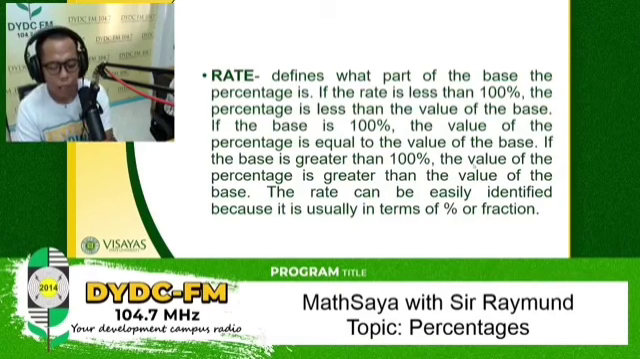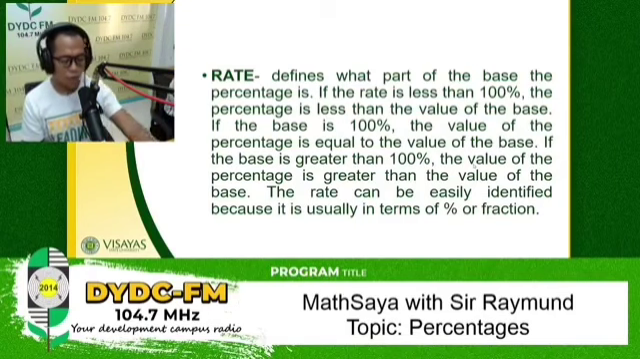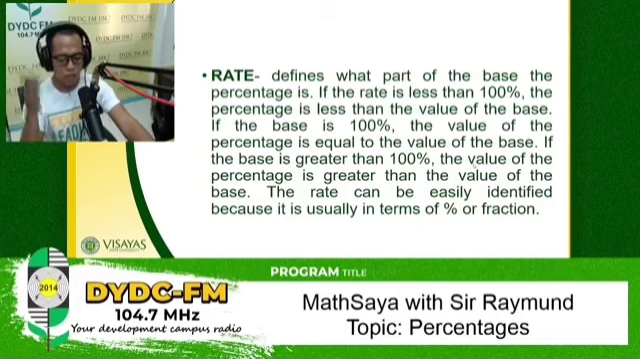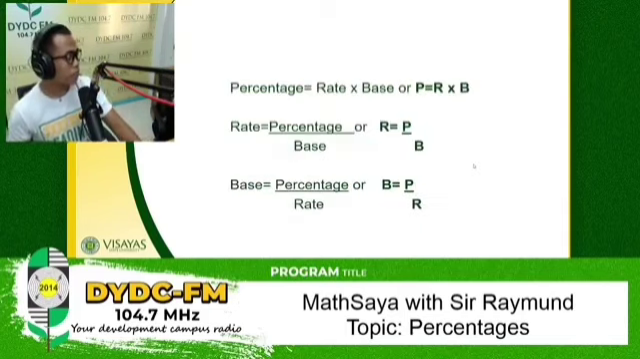Okay? So the rate can be easily identified because it is usually in terms of percent or in fraction. So in most cases, mogamit ta og percent symbol. Kana siyang na-symbol diha. Okay?